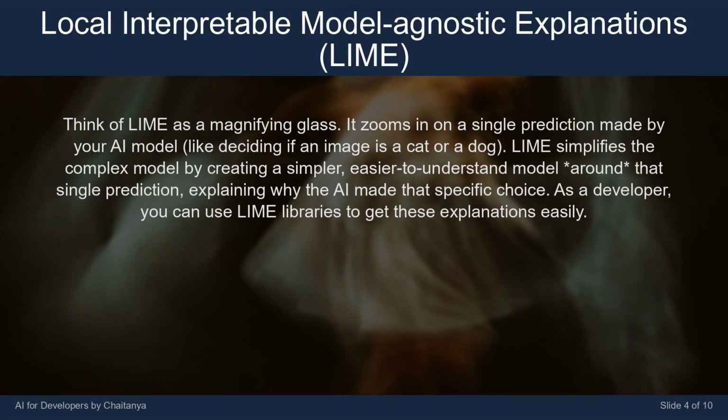Think of LIME as a magnifying glass. It zooms in on a single prediction made by your AI model. Like deciding if an image is a cat or a dog, LIME simplifies the complex model by creating a simpler, easier to understand model around that single prediction, explaining why the AI made that specific choice. As a developer, you can use LIME libraries to get these explanations easily.